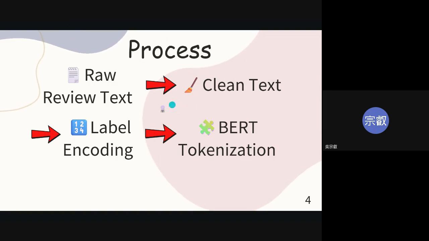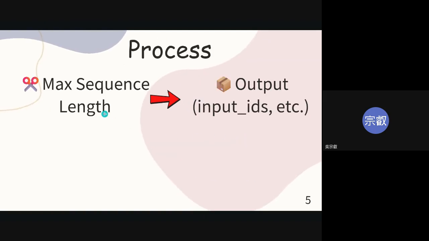This flow diagram shows the full process. We start with raw text, clean it, encode the label, tokenize using BERT, then pad or truncate to a maximum length of 512. In the end, we output the input IDs, attention mask, and the labels, all of which are necessary for BERT fine-tuning. This pipeline ensures that the input is clean, uniform, and semantically meaningful.